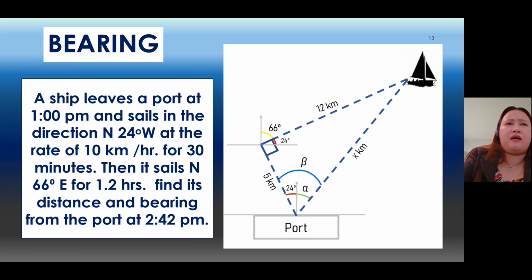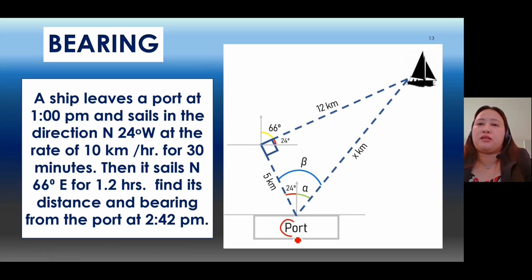so let us have the first sentence. Ship leaves a port. Okay? So the illustration for this problem is already provided. So the port is here. So this is the first point. Okay? So this is the first point. So it leaves at 1 p.m. and sails in the direction of north 24 degrees west.